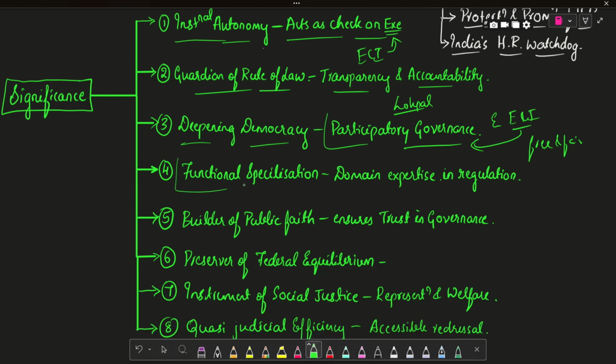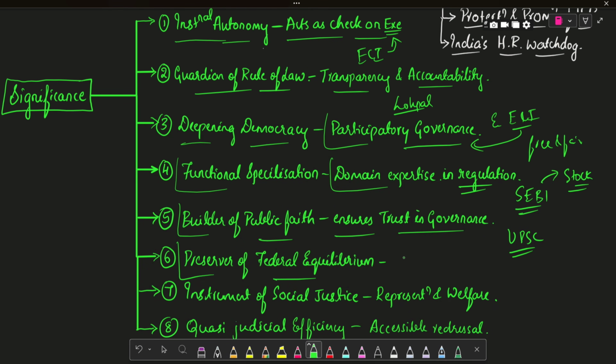Next one is functional specialization. They provide domain expertise in regulation. For example, SEBI, Securities and Exchange Board of India, which regulates the stock exchange market. They are the builders of public faith, ensuring trust in the governance. For example, UPSC's fair recruitment process. They are the preservers of federal equilibrium. For example, Finance Commission acts as a fiscal bridge between the center and the state.